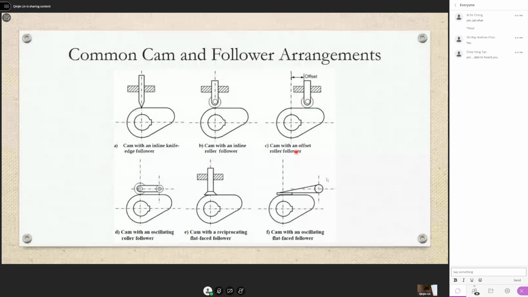Cam with an offset roller follower. Instead of staying in the middle, in the same line as the rotating shaft, if you offset it, the follower motion will be slightly different. The rise and fall may be at different angles and for different durations also. You also have a cam with an oscillating roller follower. As this thing rotates, maybe it goes up and down like a wave. Maybe here goes up first, after that here goes up, then here comes down, and here comes down. So we have really many different kinds of cam and follower designs.